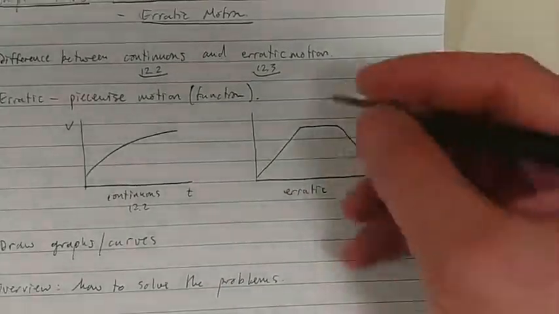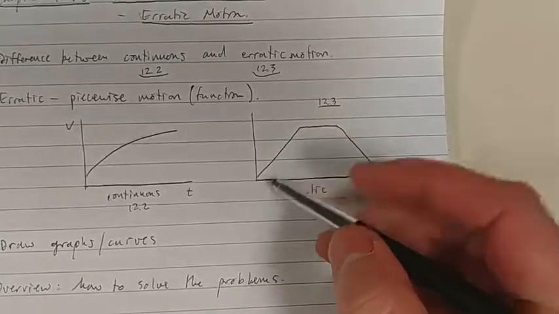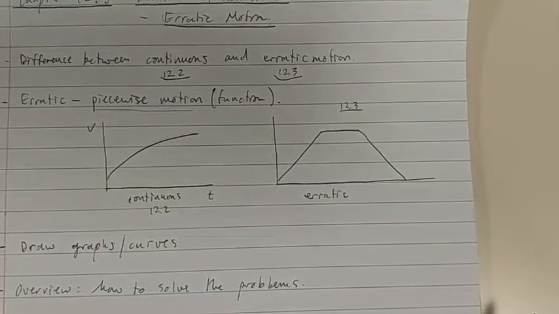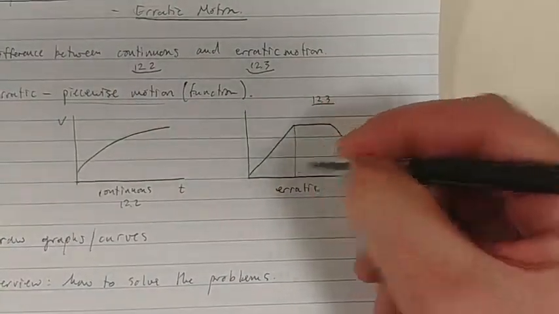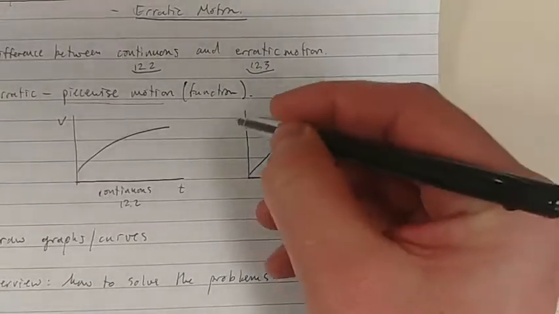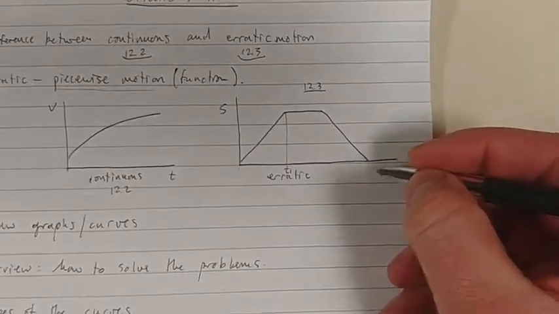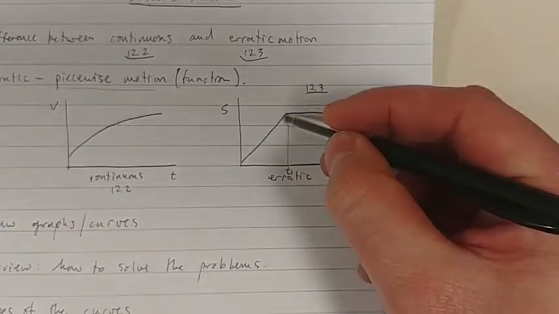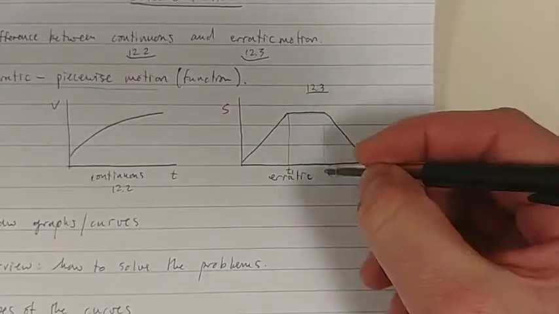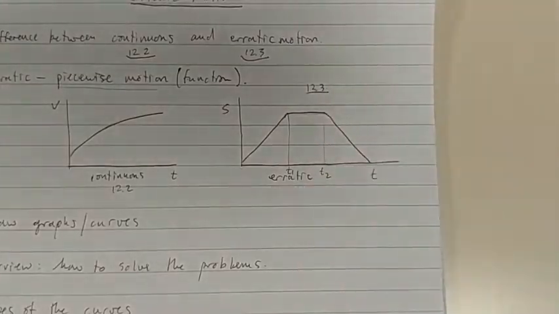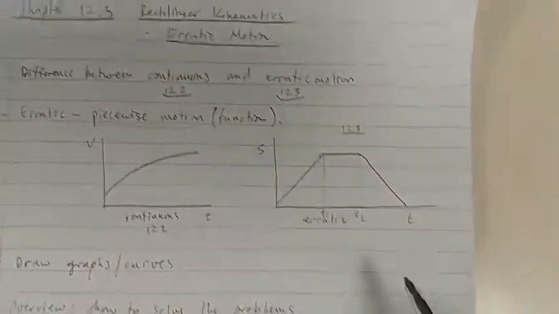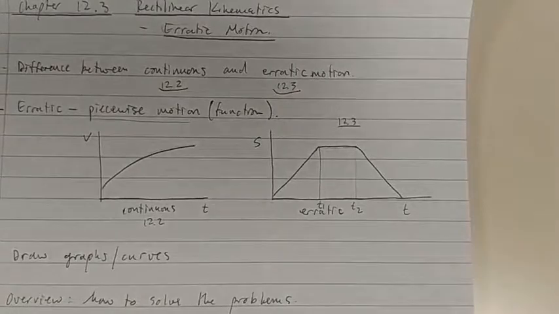Whereas erratic motion, which is 12.3, we do not have a continuous function, but we've got something like a piecewise function. So over this time period, say 0 to this t1, we've got a certain type of motion. Say this is our position time curve. Then at that time, it changes to another type of motion, up till another time, and then it changes again. This is just an example. So please pick up the idea, the difference between continuous and erratic motion.